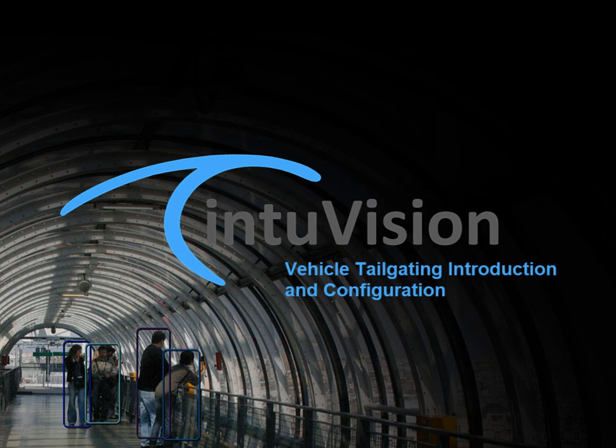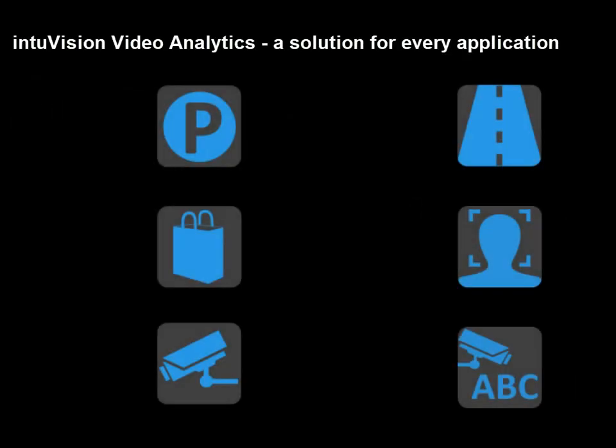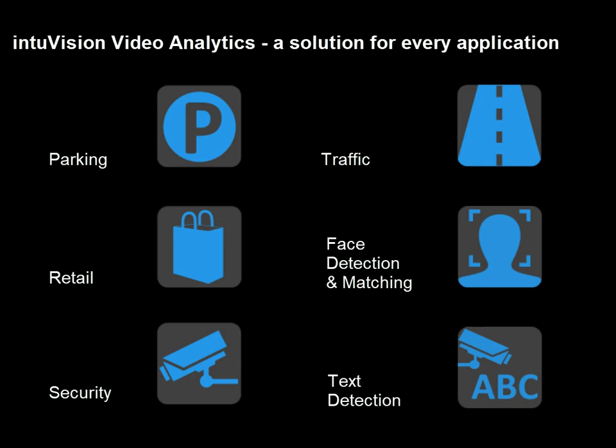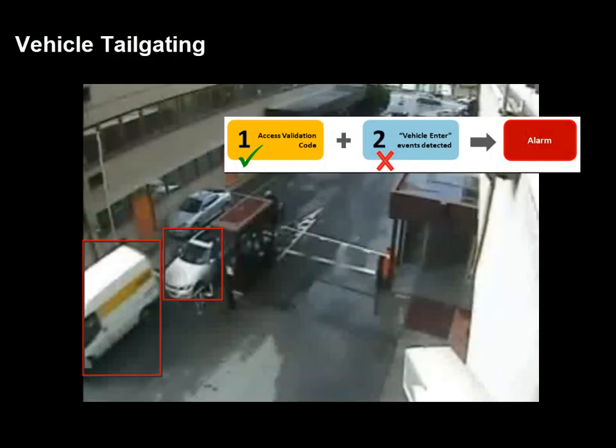Welcome to the Vehicle Tailgating Detection Introduction and Configuration Walkthrough. intuVision VA has many different event rules and options, grouped in 6 major modules: parking, retail, security, traffic, face detection and matching, and text detection. In this video, we will be focusing on vehicle tailgate detection, available through both the traffic and security modules.